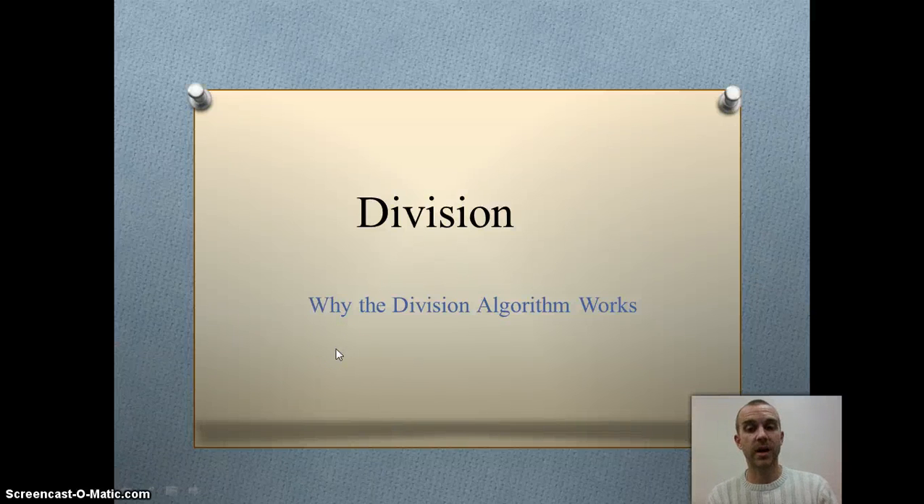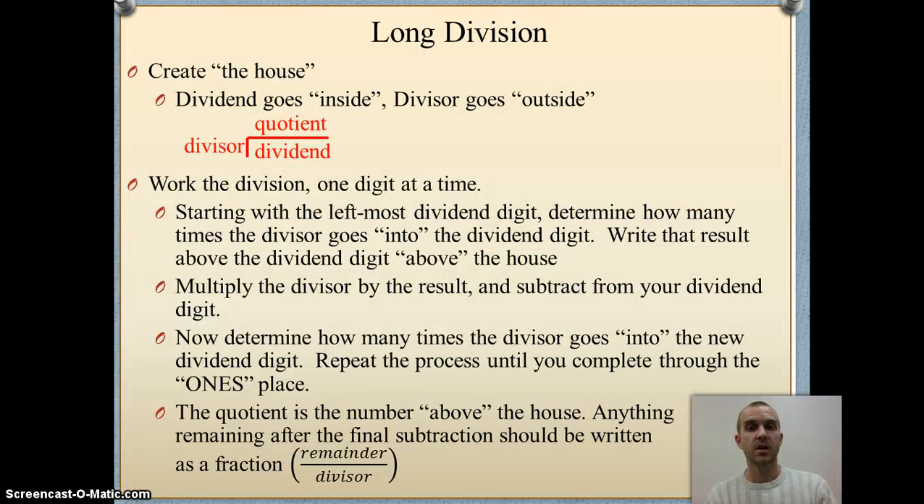In this video we'll discuss why the division algorithm works. Now if we have to do long division, we use what I call a house. Inside will go the dividend, the divisor goes on the outside, and your quotient will end up on top of the house. We start and we look at single digits to start the problem.